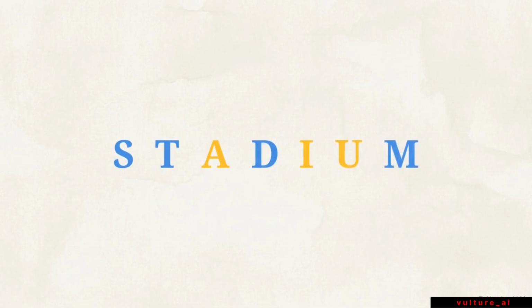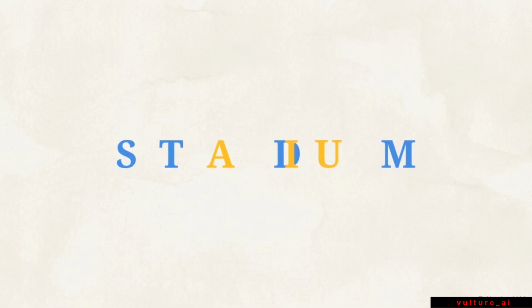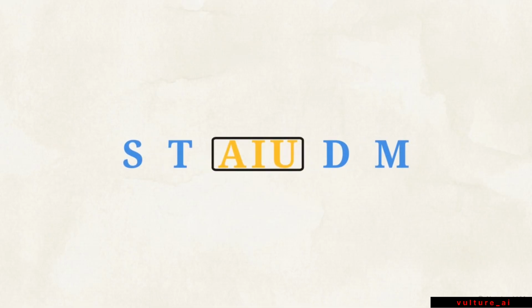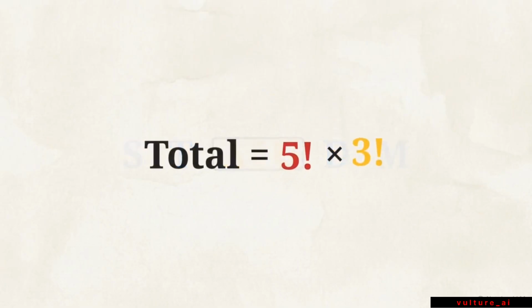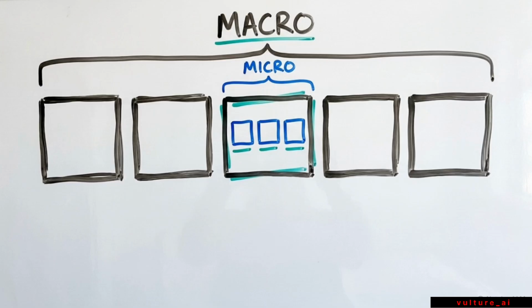For the together rule, arranging STADIUM with vowels together means bundling A, I, and U into one block. This block plus 4 consonants makes 5 units, arranged in 5 factorial ways. The 3 internal vowels arrange in 3 factorial ways. Multiply these for the total. This macro and micro approach ensures we account for every possible movement, both for the group and for the individuals within it.